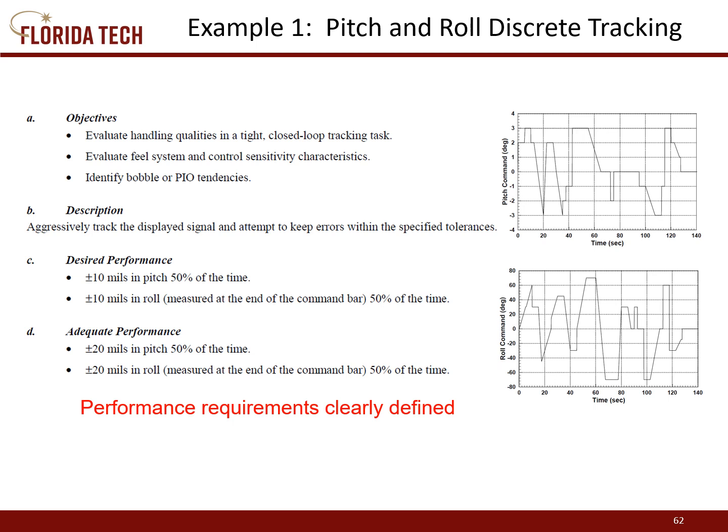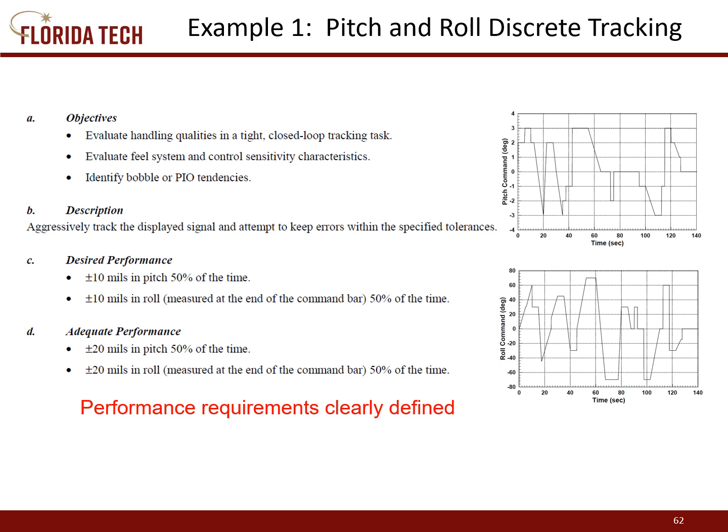So in paragraphs C and D, we defined what desired performance is, and then we also define what adequate performance is. In the case of desired, it's keeping the target within plus or minus 10 mils in pitch for 50% of the time, and keeping the target within plus or minus 10 mils in roll for 50% of the time. So it has a measurable as far as what mil, and then it also is quantifiable in terms of the duration of time that it's within the desired mils.